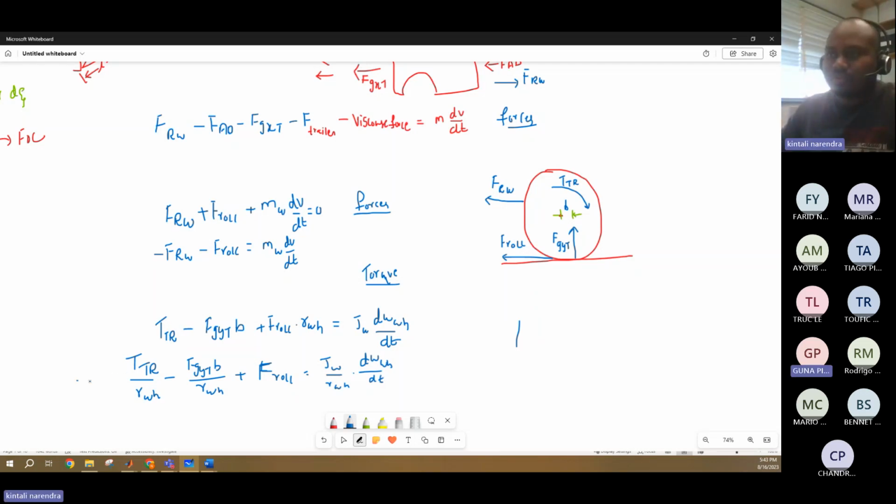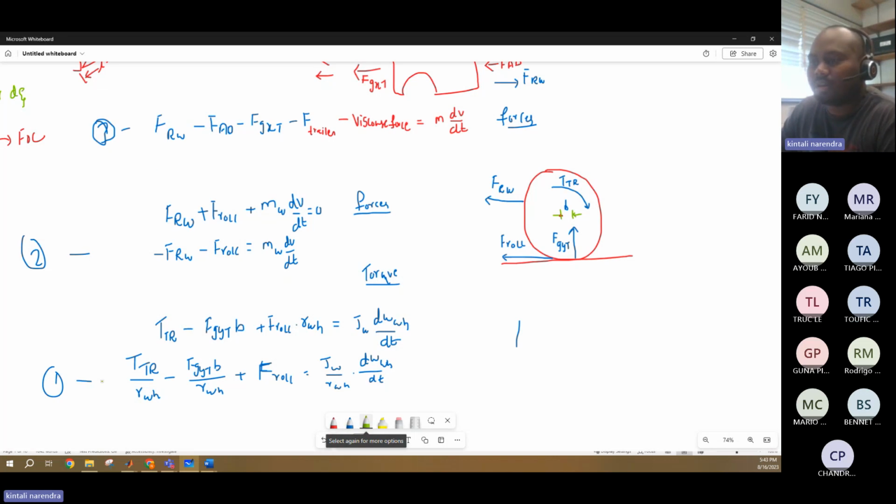Now everything is in forces, dividing by the radius of the wheel. One, two, three: these are the three forces. Now let's combine these and see what the resultant is.